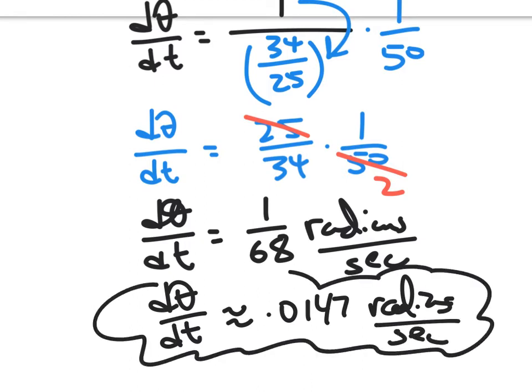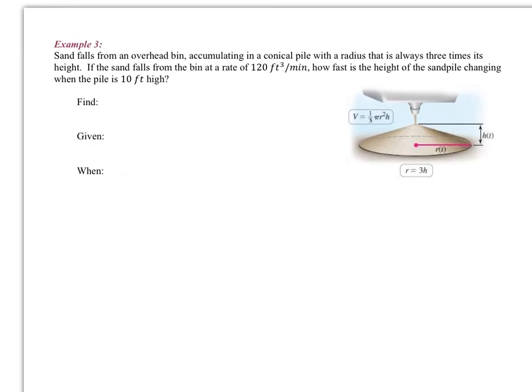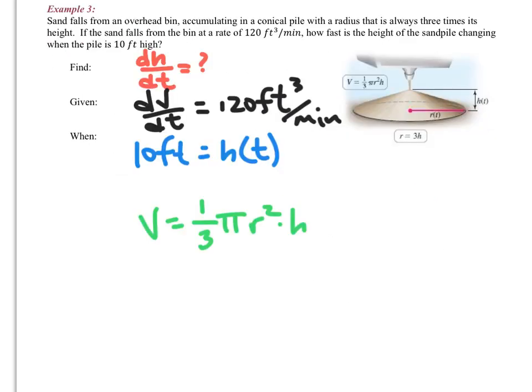All right. So that's the change in the angle based on that increase in height at 4 meters per second and a distance from the release point of 200 meters. All right, example 3. Okay, so sand falls from an overhead bin accumulating in a conical, or cone-shaped, pile with a radius that is always 3 times the height. Okay, so let's recall this then. Radius equals 3 times height.